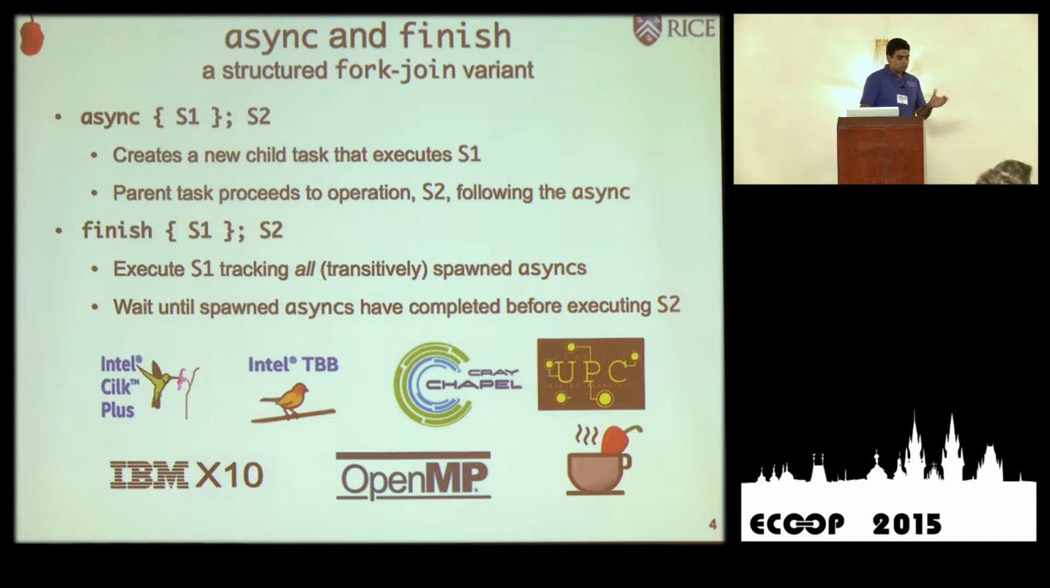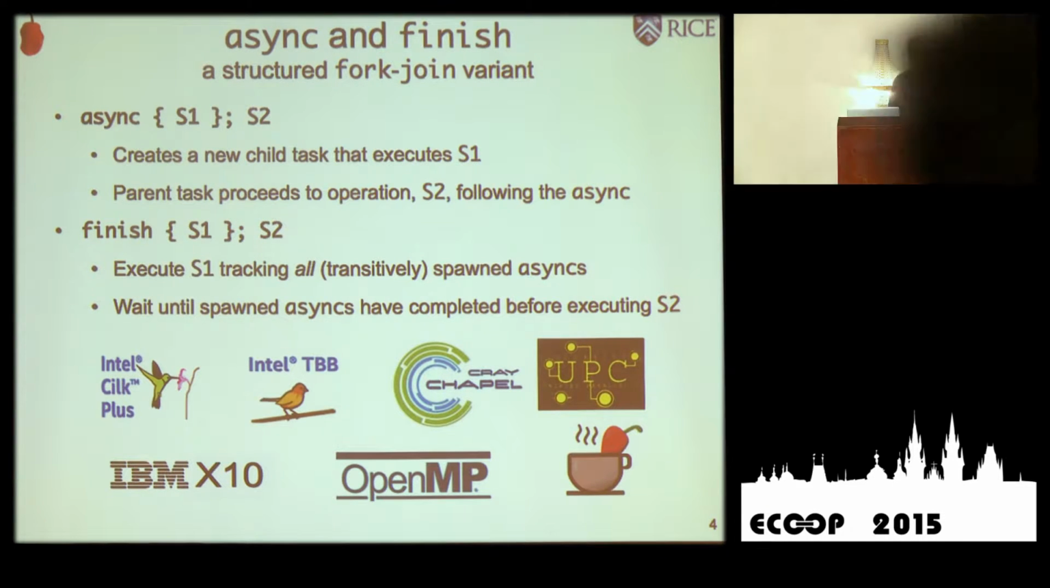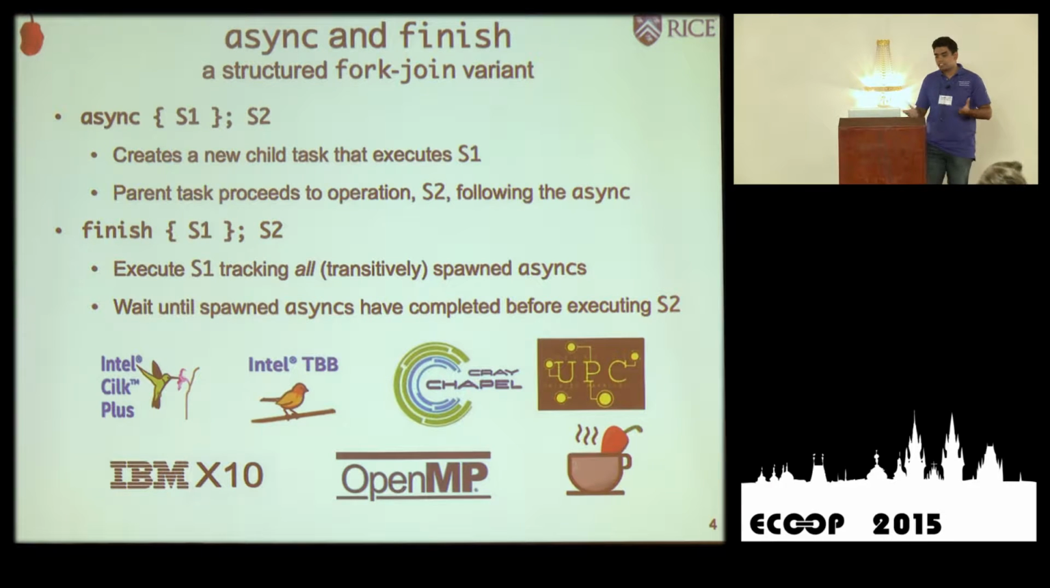And a common construct used in these kinds of task parallel programming models is the async and finish. It's a structured variant of fork join. So if you have an async statement, what it necessarily means is it's potentially going to run in parallel with the statements that are succeeding it. So in this case, async S1 and S2, S1 and S2 can potentially run in parallel. Right? And then you also have a join, which says that, like in this case, if there is a finish S1 and S2, S2 can only execute after all the tasks that were spawned or transitively spawned in S1 have completed.